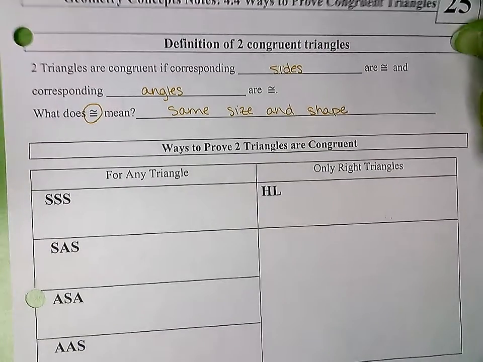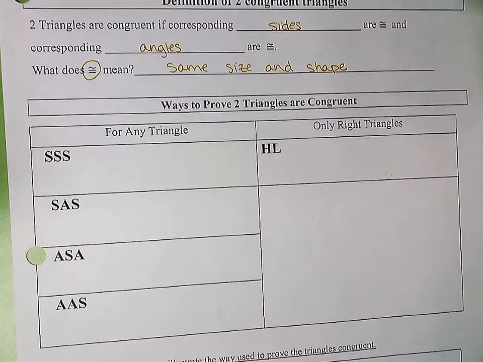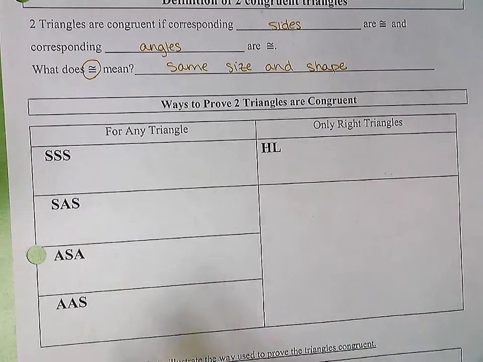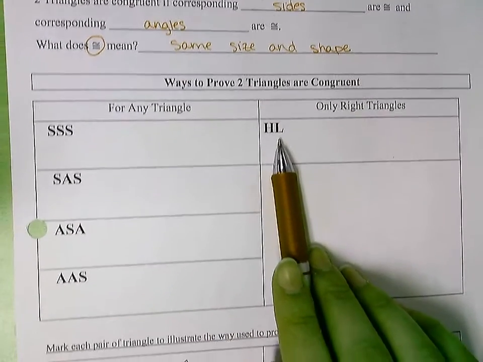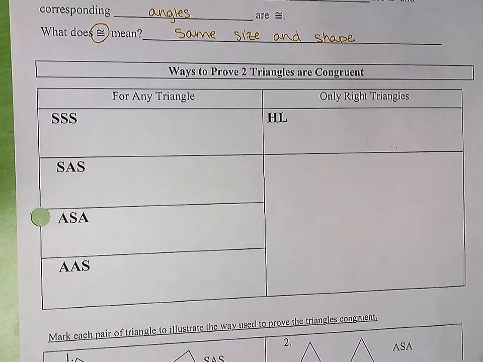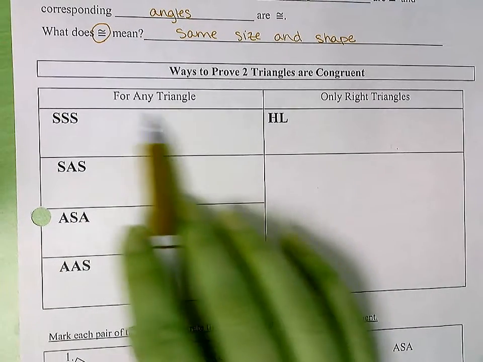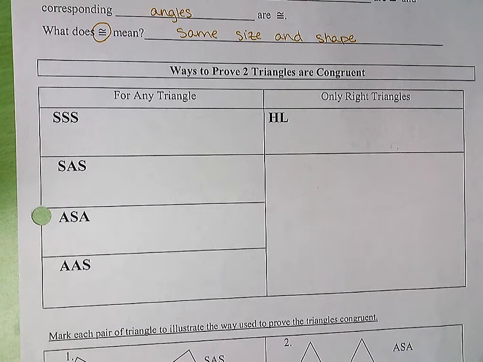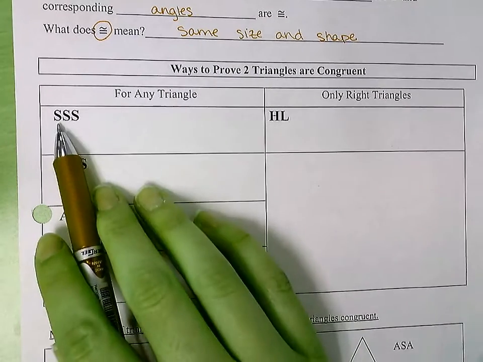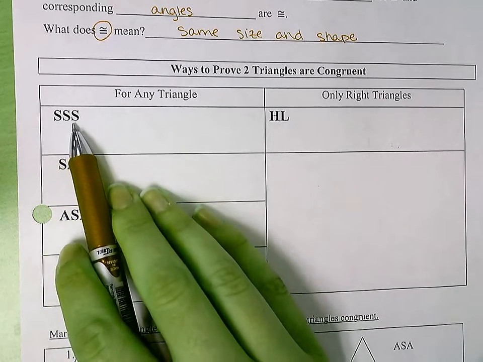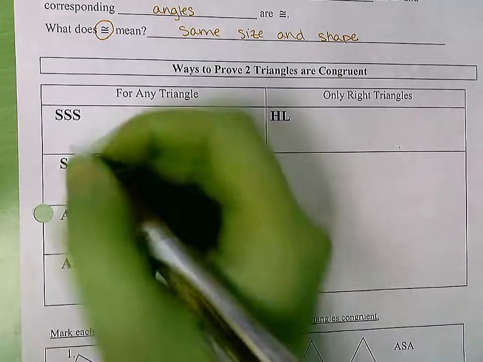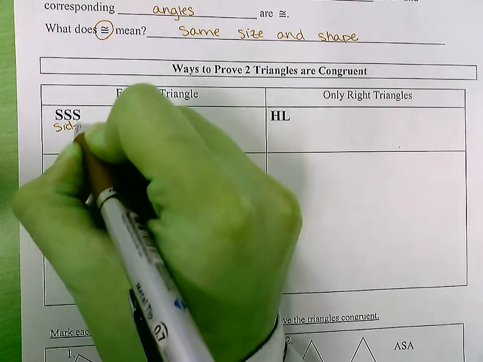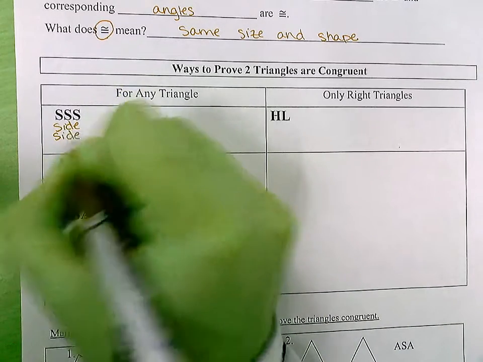Now our ways to prove that two triangles are congruent are all of these listed here. For any triangle, it could be acute or obtuse or right, doesn't matter, we have side, side, side. That's what SSS means.